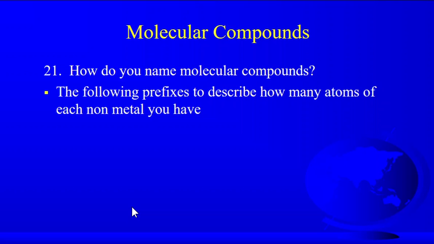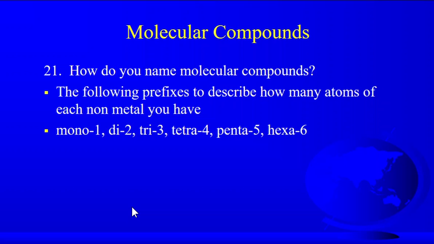Brand new rules. How do we name it? Prefixes. The prefix will tell you exactly how many atoms of each you have. The hardest part here is memorizing the prefixes. It's learning to count in chemistry language. Mono is the one disease you do not want to catch. One.